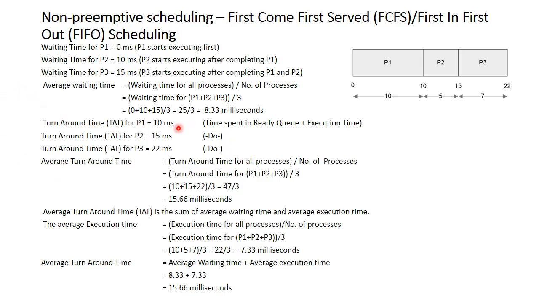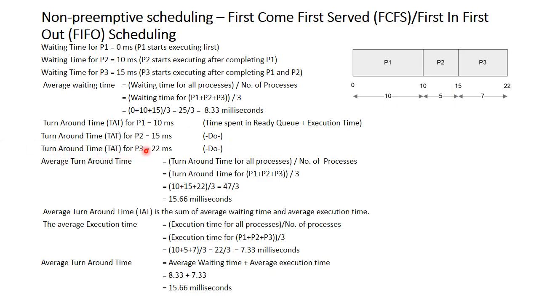Now turnaround time for P1 is 10 milliseconds. Now what is turnaround time? The time spent in ready queue plus execution time. So for the process P1, the turnaround time is 10 milliseconds as it doesn't have time spent in the ready queue, that is 0, plus execution time 10 milliseconds. So 0 plus 10 milliseconds is 10 milliseconds. Turnaround time for process P2 is 15 milliseconds. That is, time spent in ready queue is 10 plus the execution time of P2 is 5.